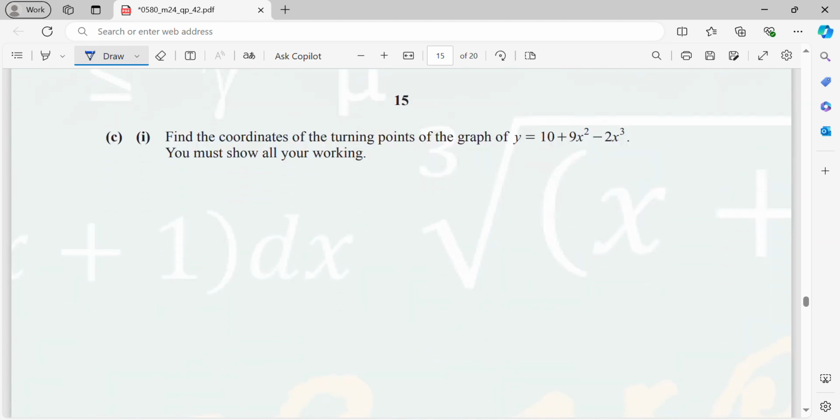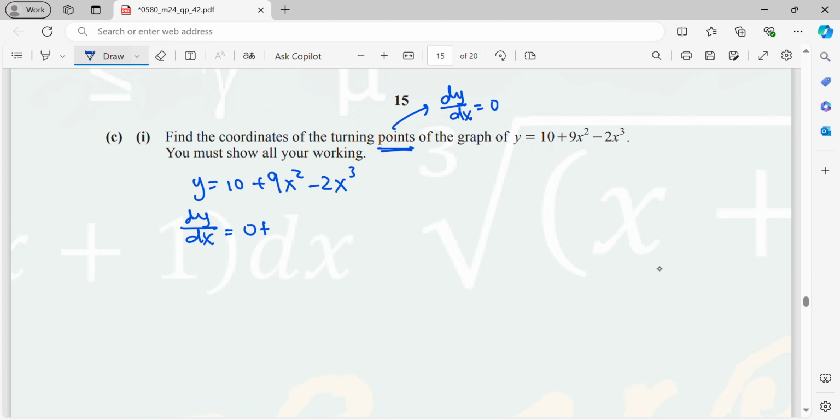Now, first part, find the coordinates of the turning points of the graph. So turning point is basically stationary points, dy/dx equals 0. Now y equals 10 plus 9x squared minus 2x cubed. Now dy/dx: when you differentiate a constant, you will be getting 0. Then to differentiate cx^n, where c and n are constants, what to do is c d/dx of x^n. So to differentiate x^n, you bring down the n, keep the c outside, and x^(n-1).